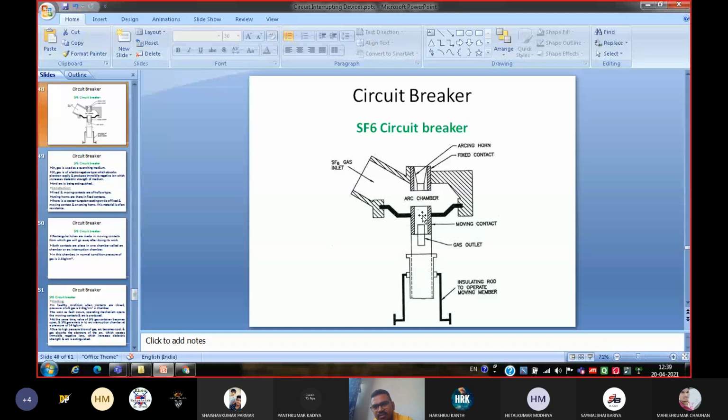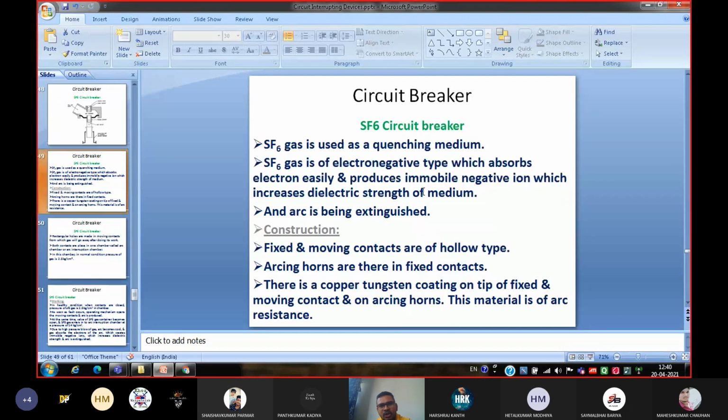And as soon as the moving contact becomes separated from the fixed contact, what happens? Due to the high fault current, an arc is generated or produced in between these two contacts. Because this moving contact becomes separated from the fixed contact, and due to the high fault current, the arc is produced in between these two contacts.